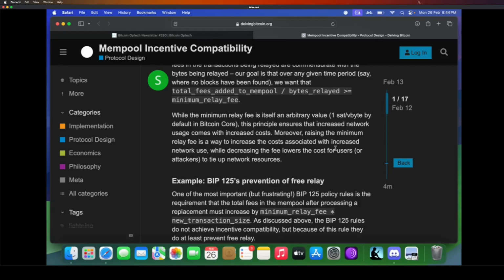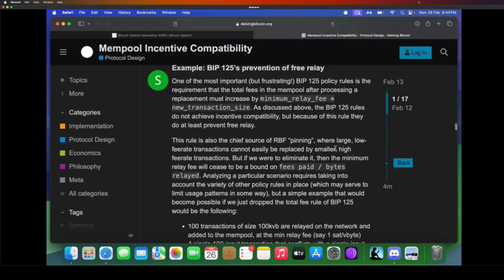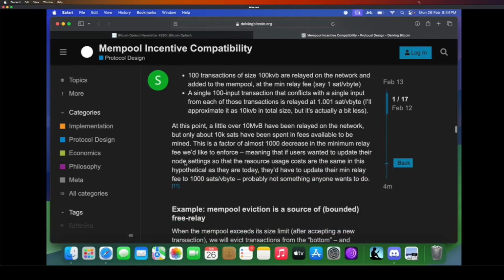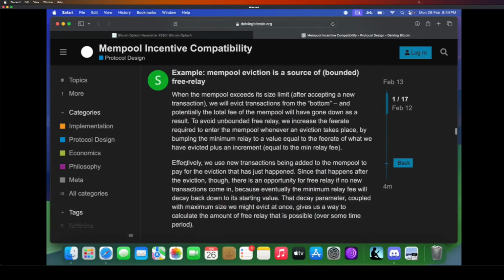The current algorithms, the way they work, it is highly possible that your mining node will kick out a transaction that is more beneficial for you. So yeah, that is the gist of it, and it's a wonderful article for whoever wants to read it.